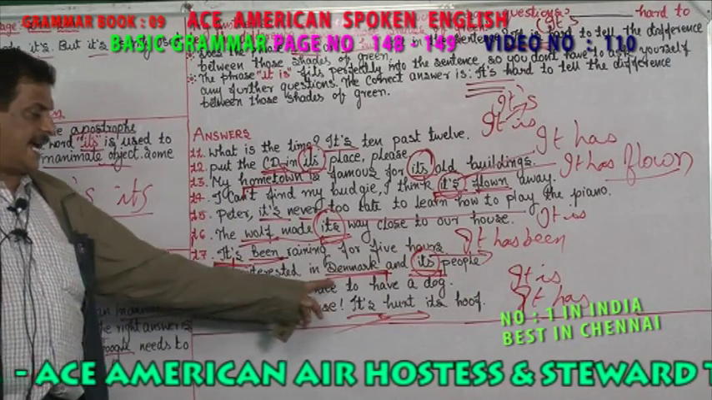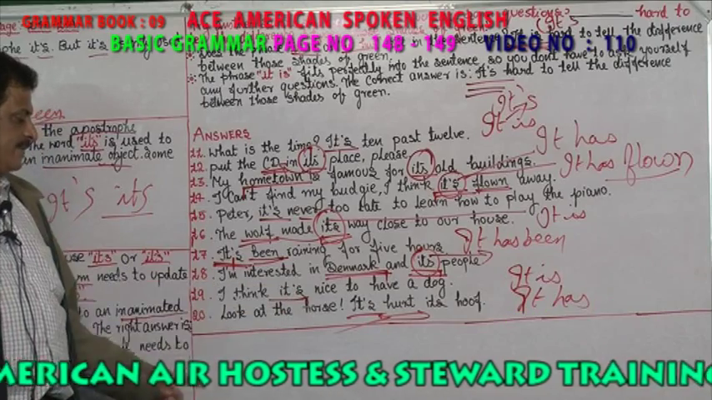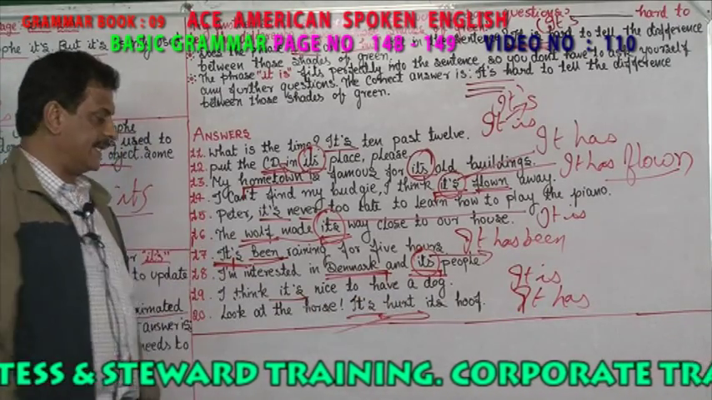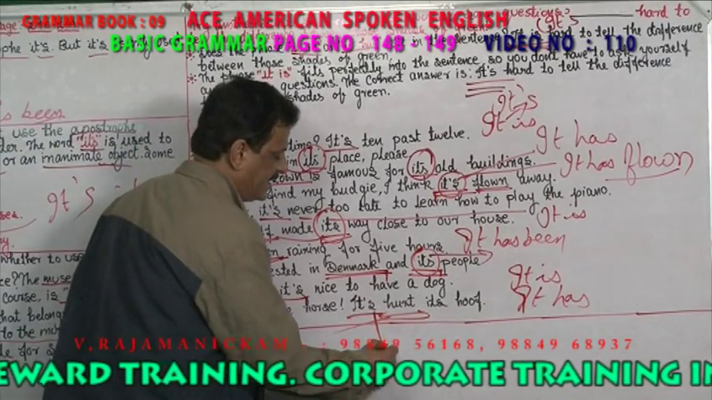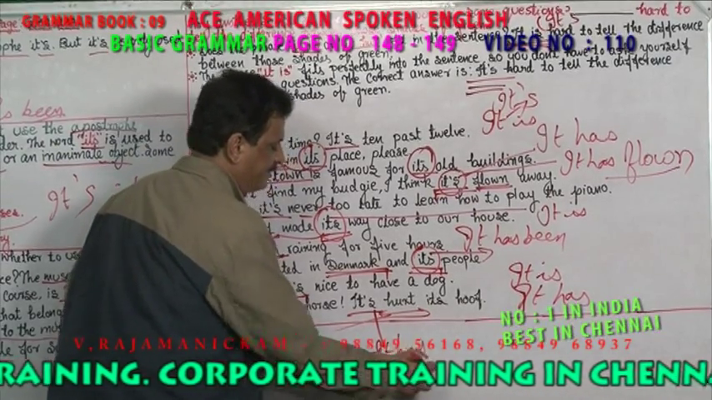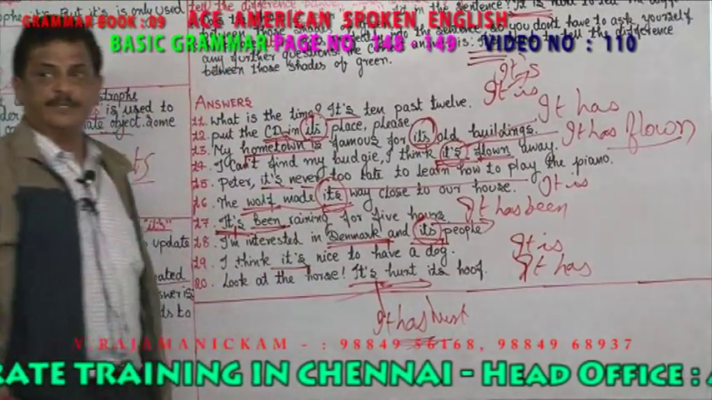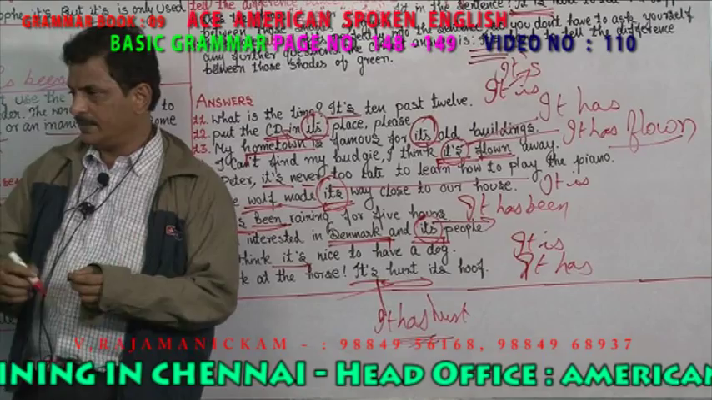I think it's nice to have a dog. It is. Look at the horse. It is hurt. It has hurt. Here you should say "has hurt": it has hurt, because hurt is the past participle. So you should use has. Hope you are able to understand. Are you clear? Thank you very much.